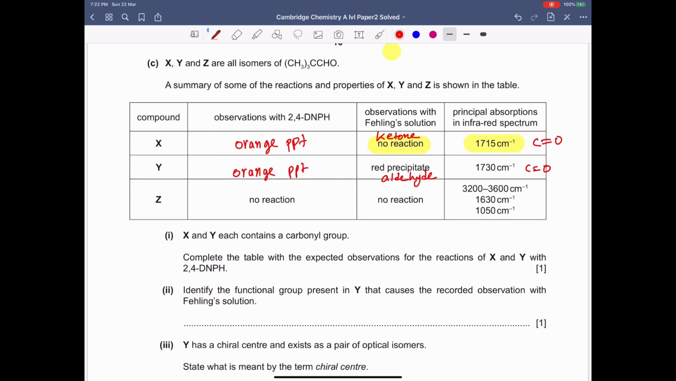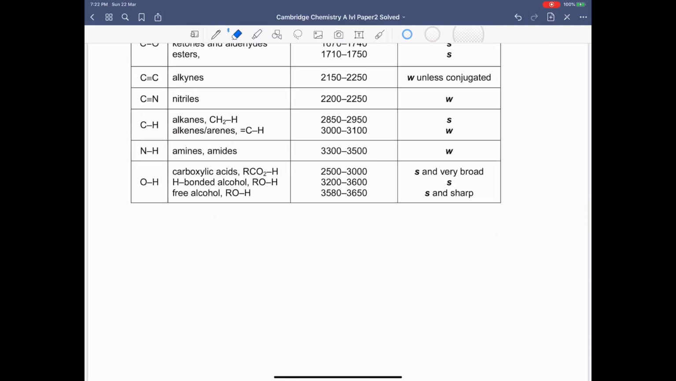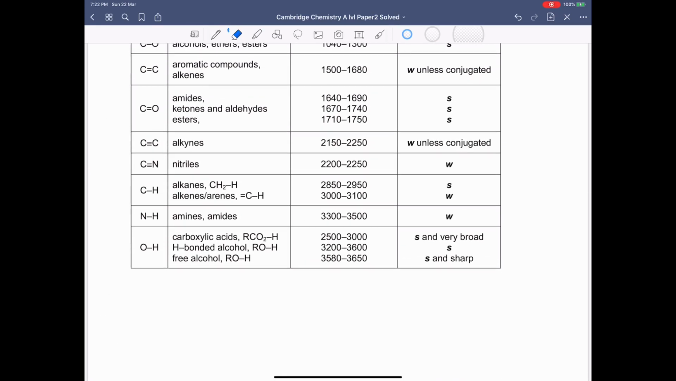We can see peaks for this particular compound at 3200 to 3600, 1630 and 1050. Now since we have a peak at 3200 to 3600, which will denote that this particular compound will belong here.